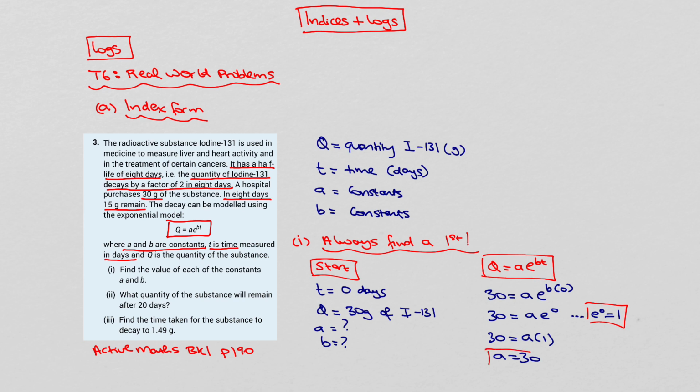So no matter what type of equation we're given in this format, we'll always start by letting t equals 0, sub in the quantity at the beginning, and then that will always give us A equals.